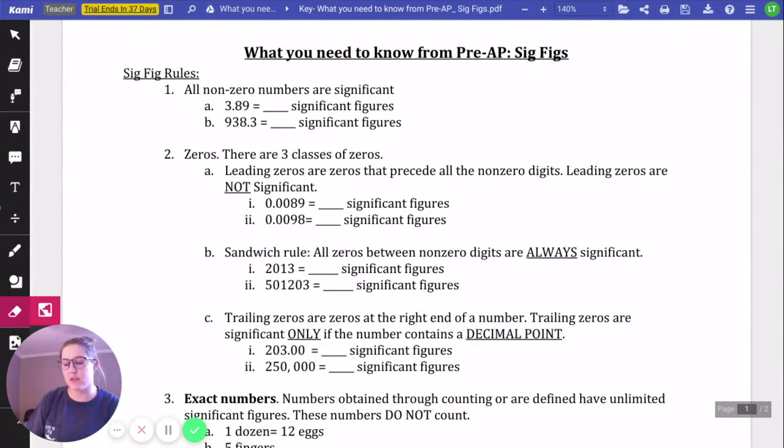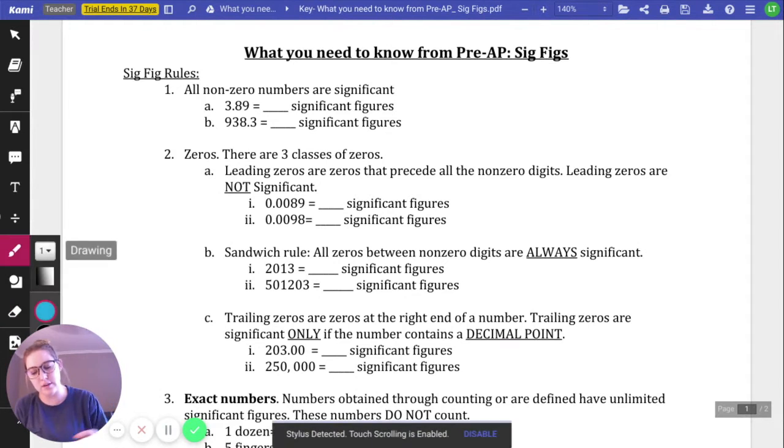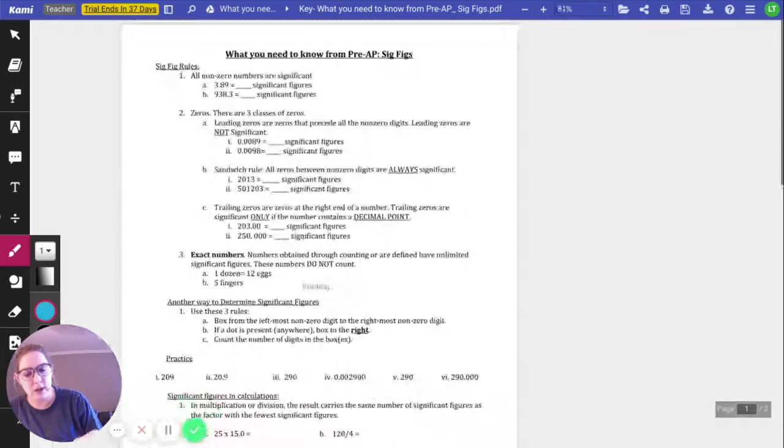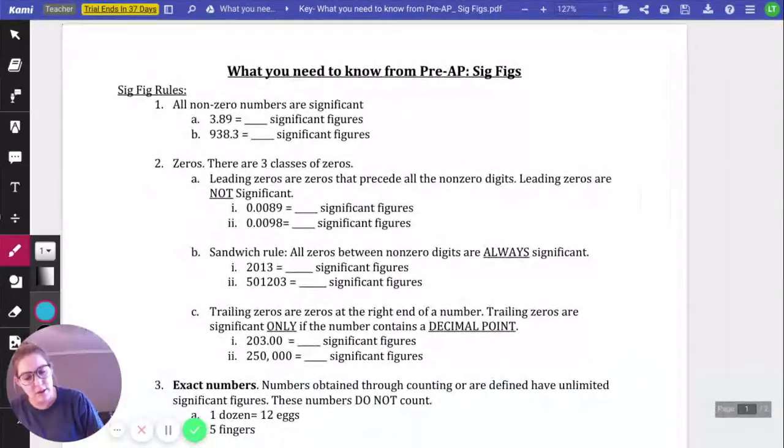So how do we determine sig figs? First thing it says is that all non-zero numbers are significant. So if a number is not zero, it's automatically significant. Like right here, we have 3.98. How many significant figures would it have? Oops, my bad. It would have 3, because 3, 8, and 9 are all significant. 938.3 would have 4, because it has 4 non-zero numbers, which are significant figures. So if it's not zero, it's significant.